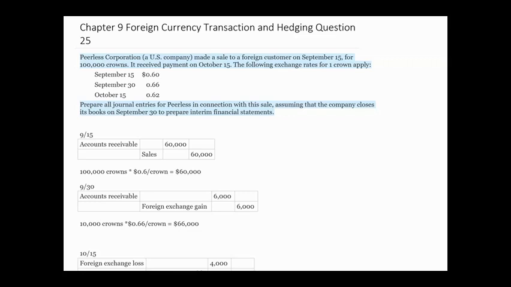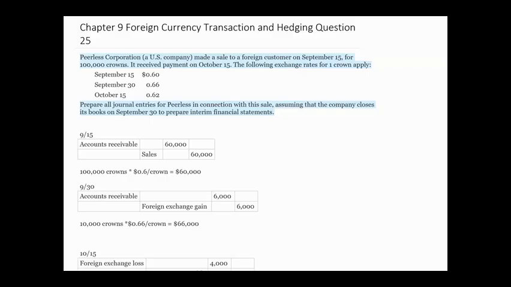On September 15th, 1 crown was worth 60 US cents. On September 30th, 1 crown was worth 66 US cents. And on October 15th, 1 crown was worth 62 US cents. Prepare all journal entries for the periods in connection with this sale, assuming that the company closes its books on September 30th to prepare an interim financial statement.